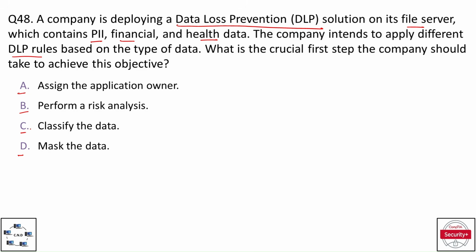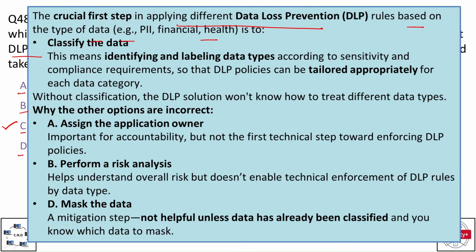And the correct option is option C, classify the data. So the crucial first step in applying different DLP rules based on the type of data, for example, PII, financial or health data, is to classify the data. This means identifying and labeling data types according to the sensitivity and compliance requirements so that DLP policies can be tailored appropriately for each data category. Without classification, the DLP solution won't know how to treat different types of data.